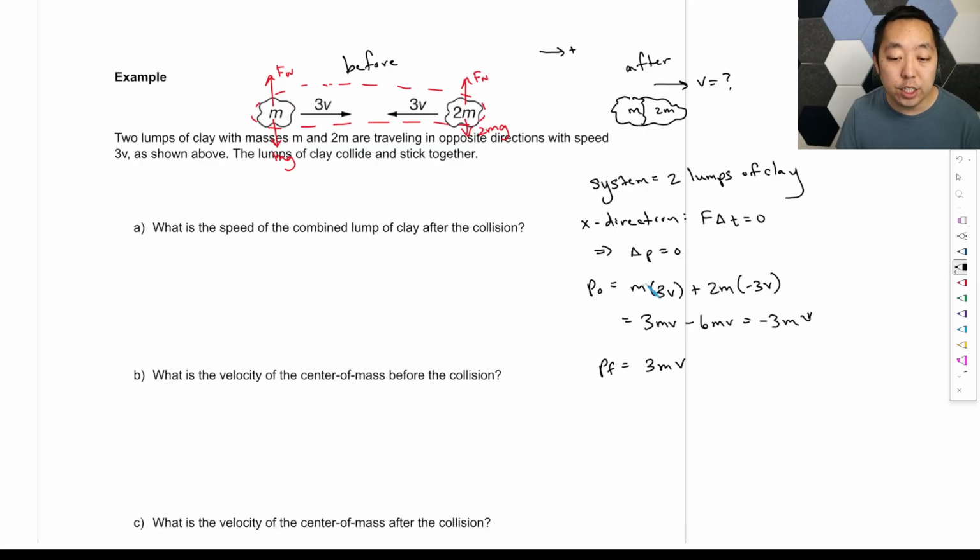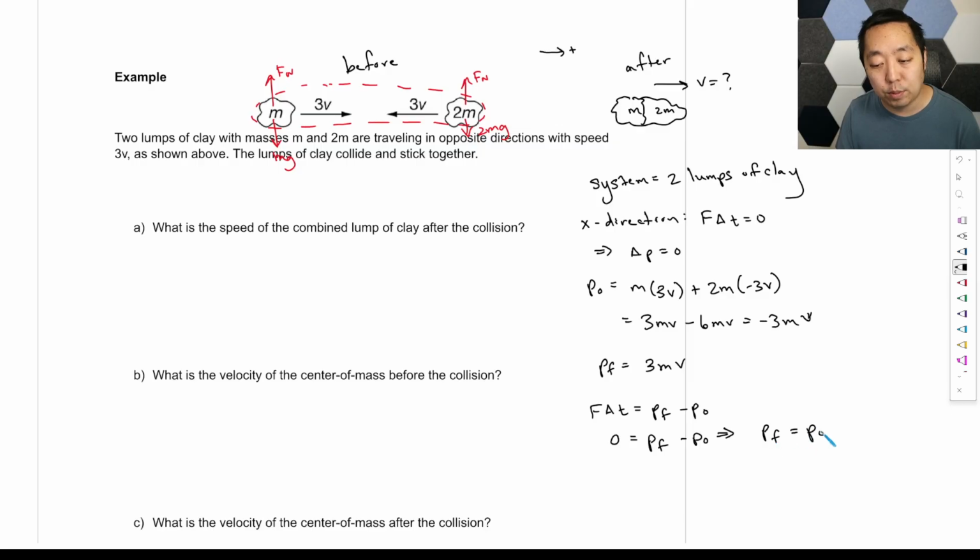And because there's no change in momentum, we're applying this: final momentum minus the initial momentum is 0, which implies that the final momentum and the initial momentum are equal. And that's conservation of momentum. So then we say 3mv. Actually, sorry, let's give this a different letter. Let's call this vf. So 3mvf is equal to negative 3mv.